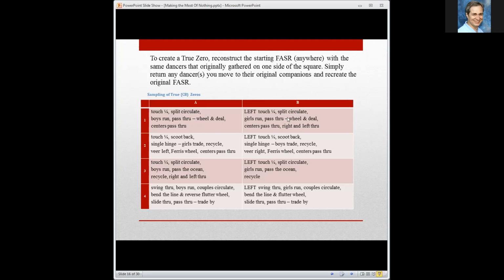Okay, and this side is a kind of reflection of that side. Left touch a quarter, split circulate. Girls run, pass through, wheel and deal. Centers pass through, right and left through.